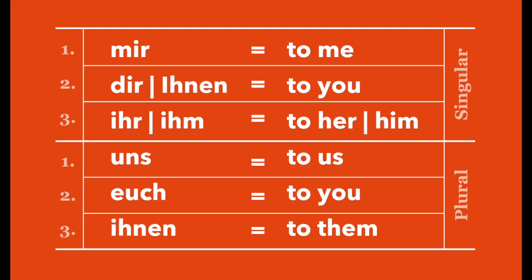Now the dative pronouns are completely different. As we can see, mir means to me, dir or Ihnen means to you, dir being to you in singular, the informal approach, and Ihnen to you singular in the formal approach. Ihr to her, ihm to him, uns to us, euch to you, and ihnen in plural to them, written with a small letter. So let's see the personal pronouns with a couple of examples.